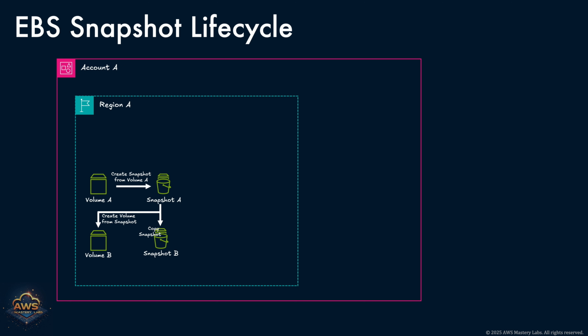Amazon EBS Snapshots Archive is designed for cost-effective, long-term retention of infrequently accessed EBS snapshots, ideal for compliance, audit, or backup retention policies.